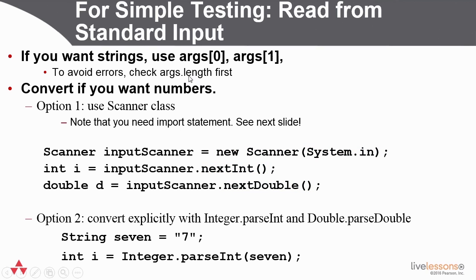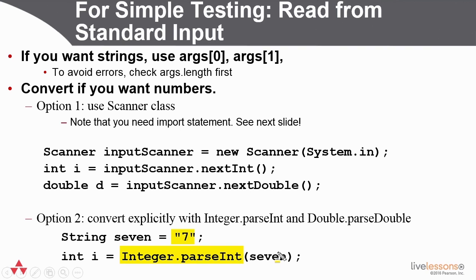Another alternative is to just use the command line arguments, but convert. So, for example, there is a method called Integer.parseInt. If you take a string that looks like a number and you pass it to Integer.parseInt, then you get a whole number. If you do the same thing with Double.parseDouble, you get a floating point number.